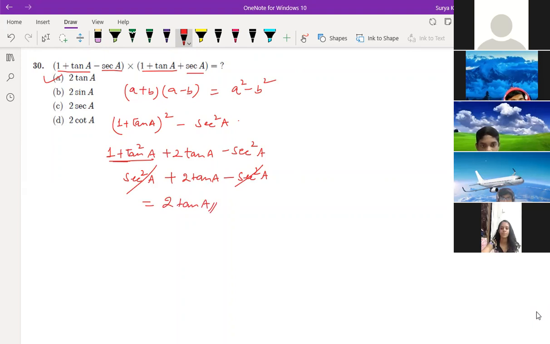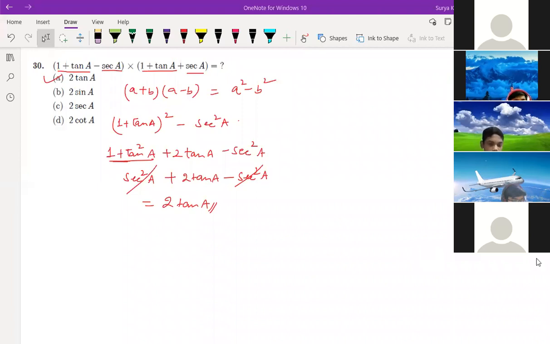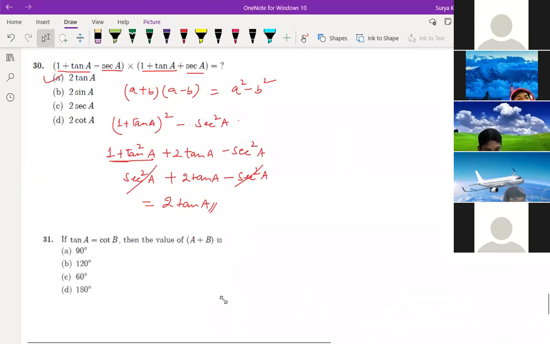Is it clear to everyone? Yes, small things are there to remember. Just try to understand the concept. Next question is 31st. If tan A is equal to cot B, what is the value of A plus B? Tan A is equal to cot B. What is the value of A plus B?